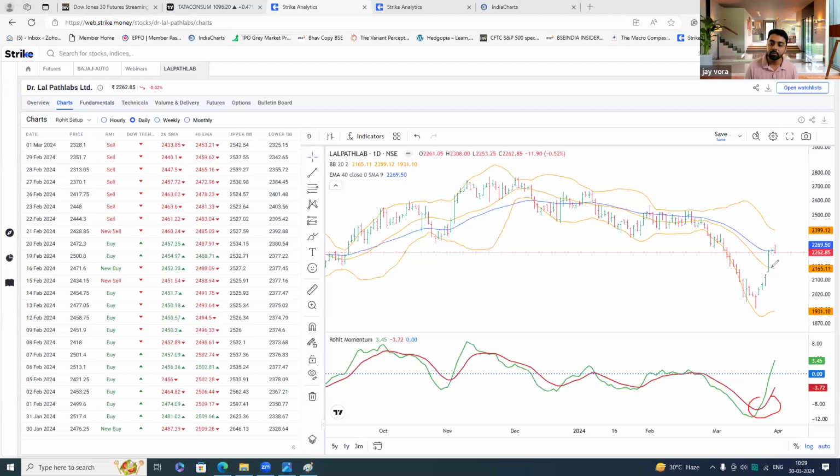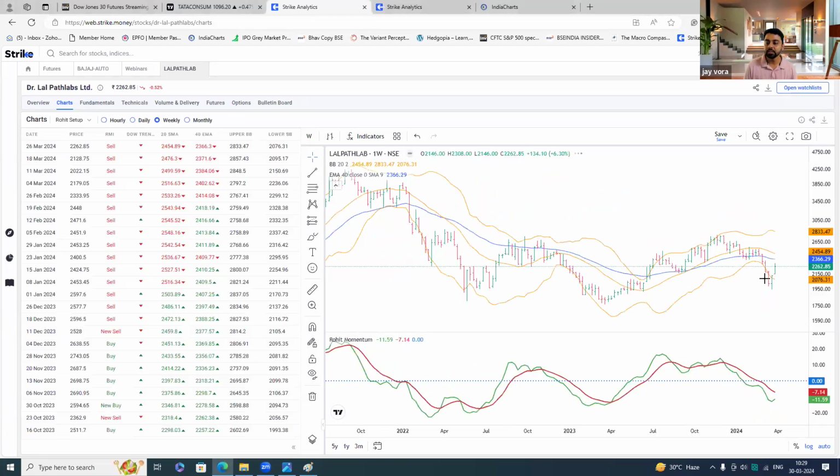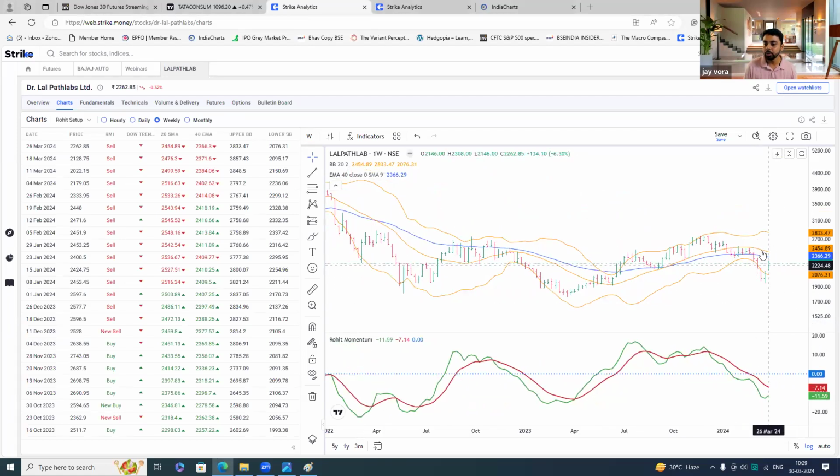So as you can see over here, one hurdle, that is the 20-day average, that is passed. The second hurdle, which is the 40-day exponential average, it is sort of struggling over there. Okay. And even when you look at the weekly chart, you can see that it is trading below the weekly averages.